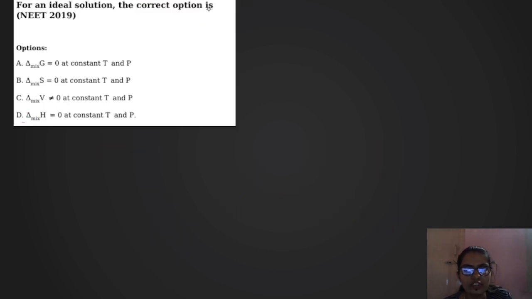For an ideal solution, which is the correct option here? D. We know, because enthalpy is equal to 0. This is wrong, and this is wrong. Just now we saw why it is, right? So the change in enthalpy is 0 for ideal solution. That is a correct option.